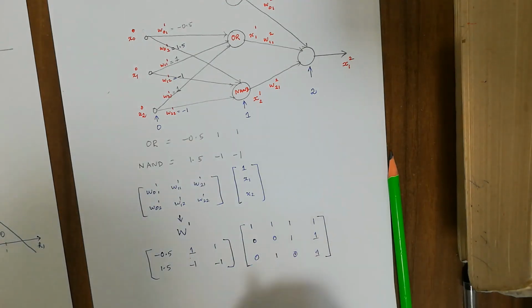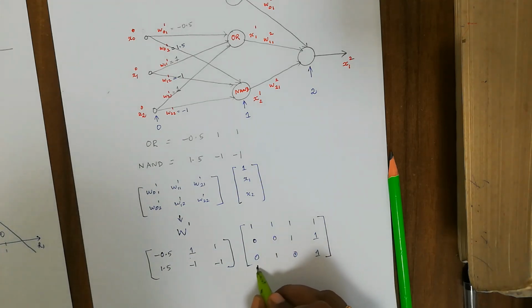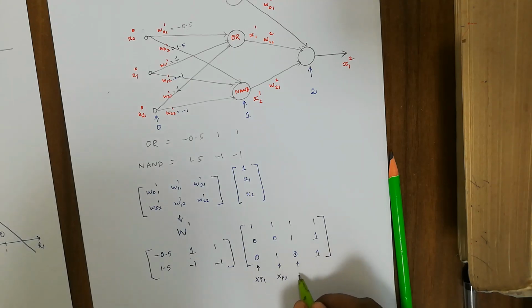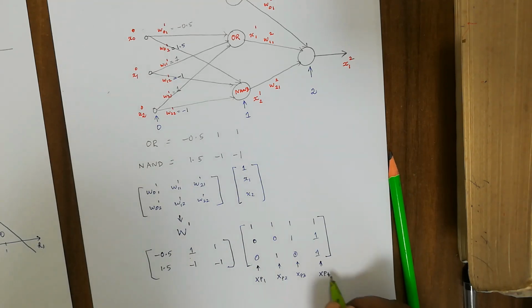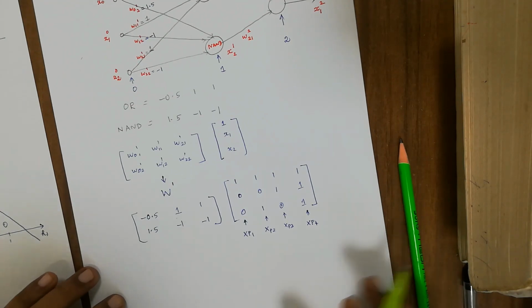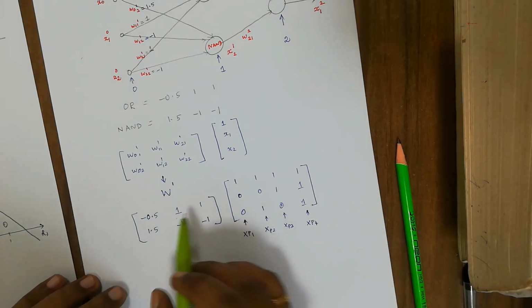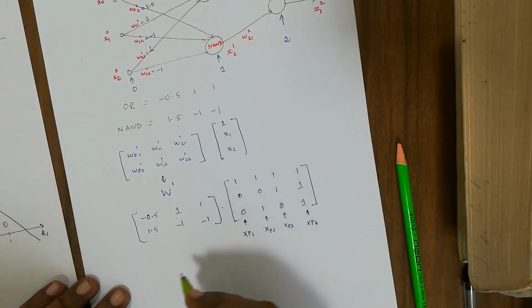So this is the possible input matrix. Capital X takes, this is nothing but your X pattern 1, this is capital X pattern 2, this is capital X pattern 3, and this is pattern 4. Now given this, what we have to do is take the dot product of this matrix.